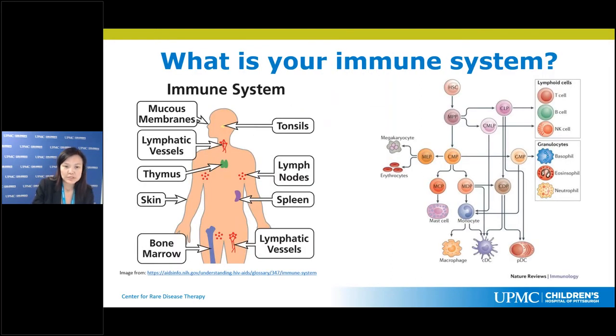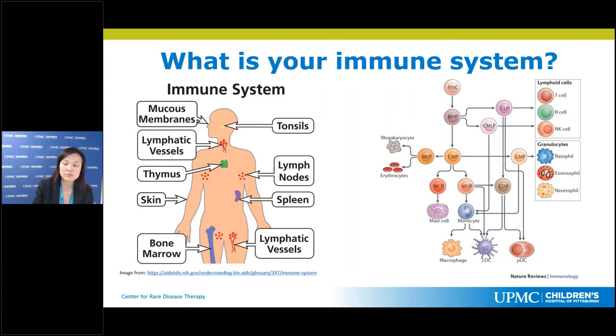So what is your immune system? Your immune system is really just what protects you from infection. Even our skin could be considered a part of our immune system, right? So our tonsils, lymph nodes, spleen, bone marrow, all of these organs either create a barrier or produce cells that help fight off infection.